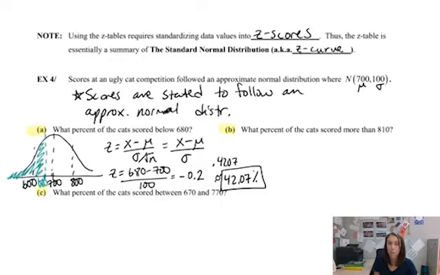And then let's just do a couple more here. What percent of the cats scored more than 810? So again, I'm going to draw a quick little sketch.